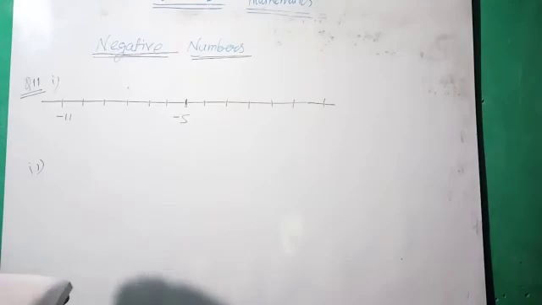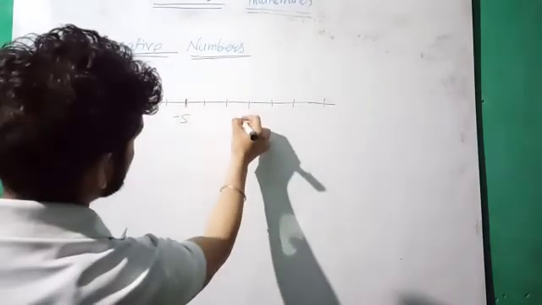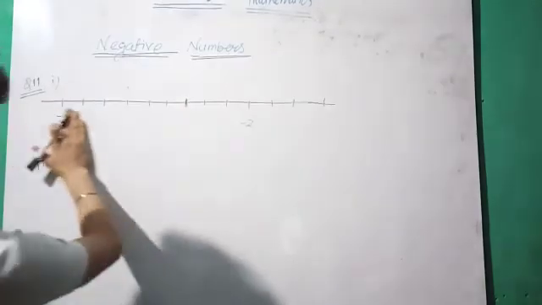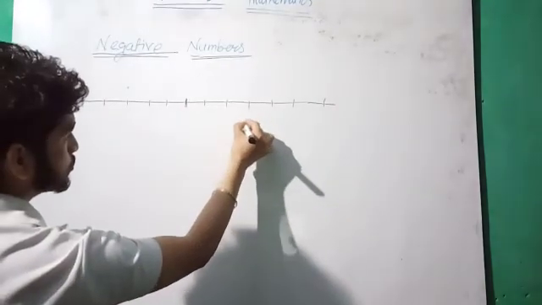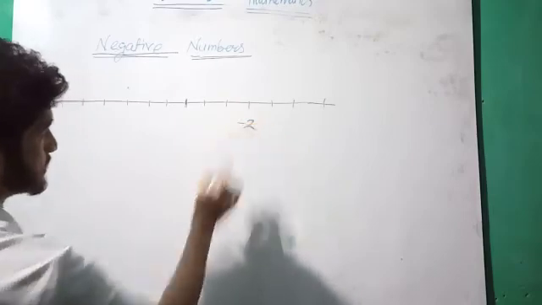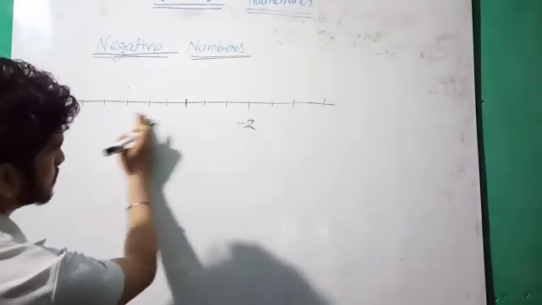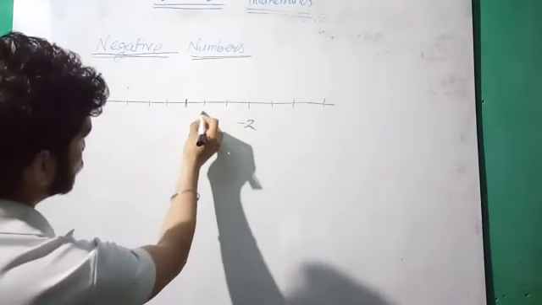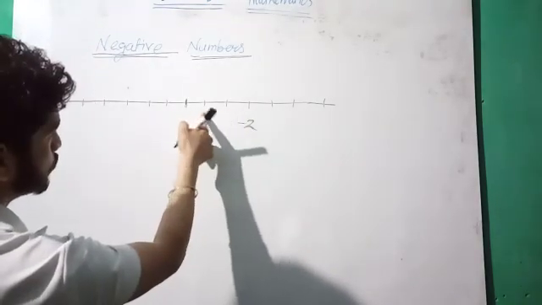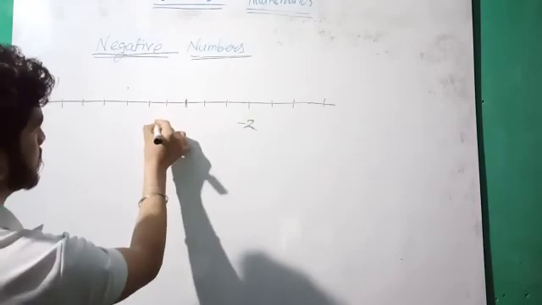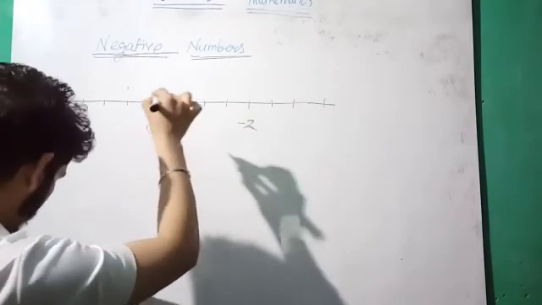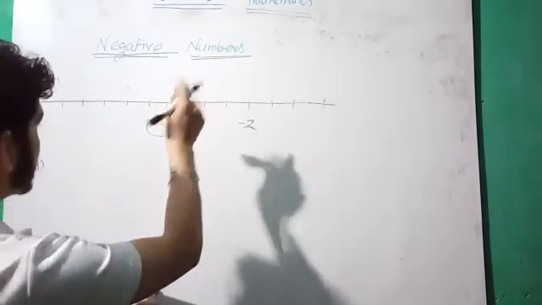Next question is 4 less than minus 2. Minus 2 is here and 4 less than minus 2. If you have to find lesser than minus 2, then you have to move towards the left. 1, 2, 3, 4. Minus 6 is our answer. Third part, 5 less than minus 4.